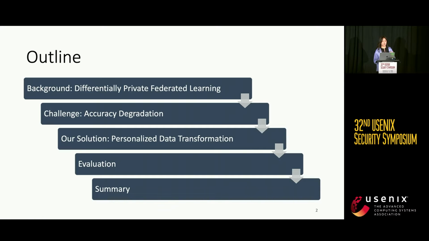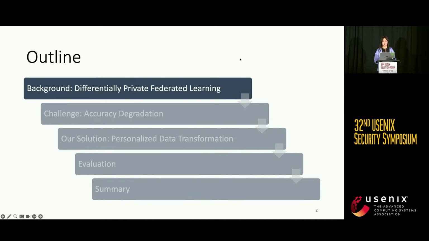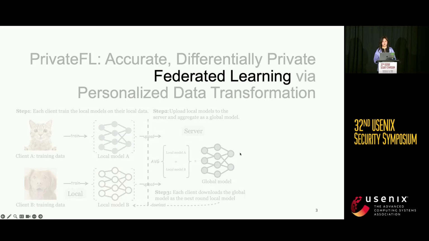The first part I'm going to introduce is the background of differential privacy and federated learning. Federated learning is a collaborative learning framework which allows many clients to learn together while using their own data without sharing the data with each other. The key benefit of federated learning is data privacy. And there are three main steps here.